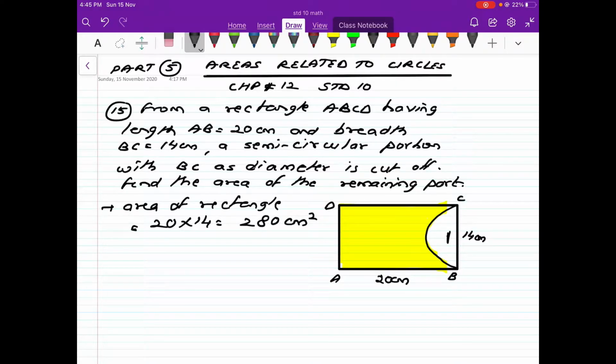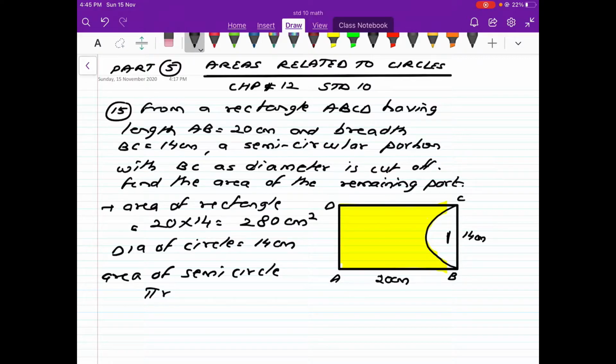Then the diameter of the circle is 14 centimeters. So the area of the semicircle which has been formed, which is cut off, is given as pi r square upon 2. So this is 22 by 7 into, diameter is 14, means radius is 7 centimeters, 7 into 7 upon 2. So this we are getting as 77 centimeters square.